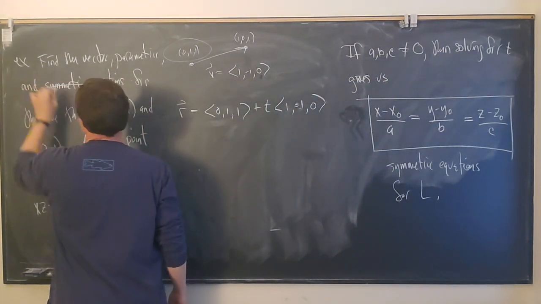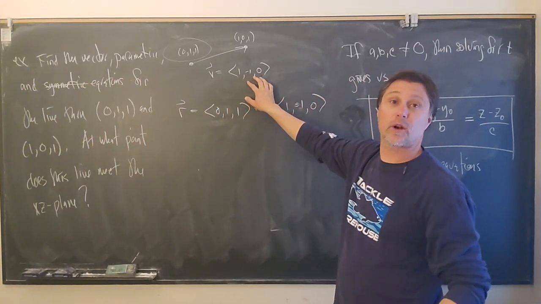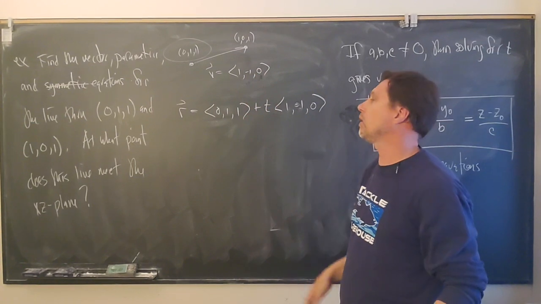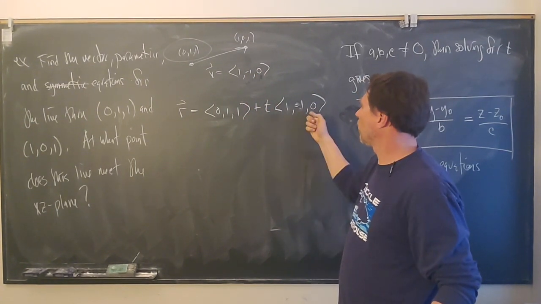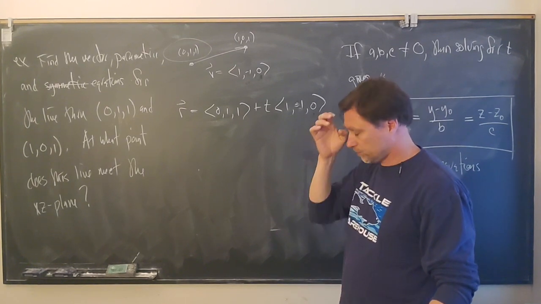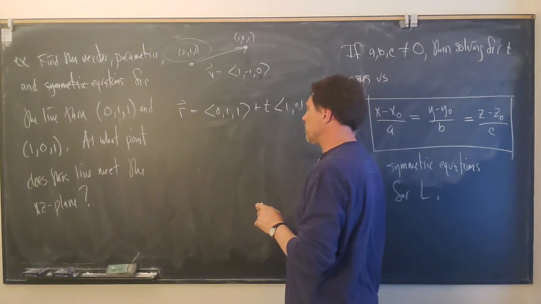I really don't care about the symmetric equations. If all 3 of your entries in your direction vector are non-zero, you can just solve for t in all of them to write down the symmetric equations. But we can't do it in this case because I've got one of my entries equal to 0. Okay, so there is the vector equation.